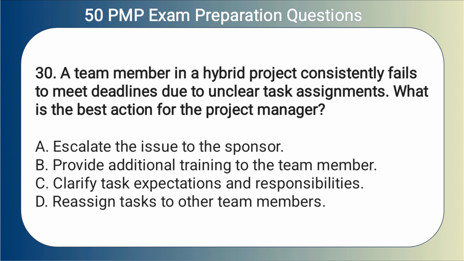30. A team member in a hybrid project consistently fails to meet deadlines due to unclear task assignments. What is the best action for the project manager? A. Escalate the issue to the sponsor. B. Provide additional training to the team member. C. Clarify task expectations and responsibilities. D. Reassign tasks to other team members.